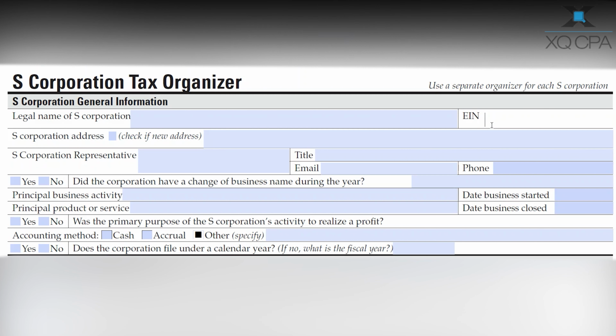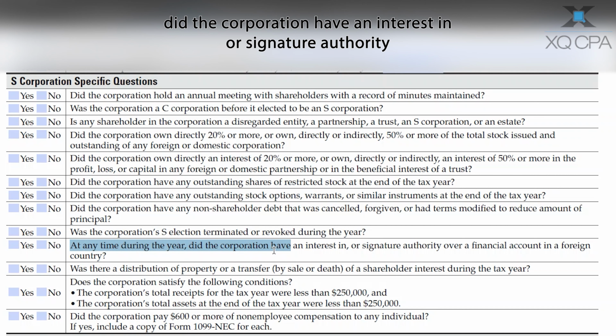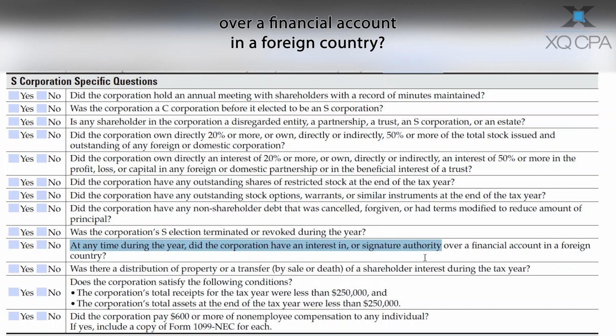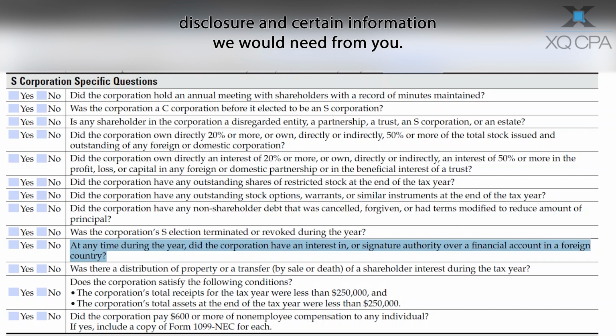Next, we're going to the specific questions section. With this section, there are a lot of important questions here, but I would like to focus on three particular ones. The first one starts as, at any time during the year, did the corporation have an interest in or signature authority over a financial account in a foreign country? Essentially this question is asking you whether you do have any accounts outside the US. If you do, there will be certain disclosure and certain information we will need from you.